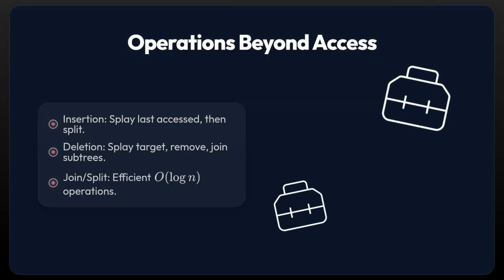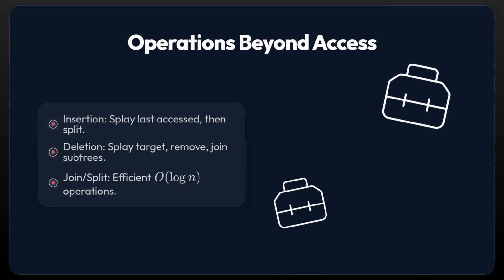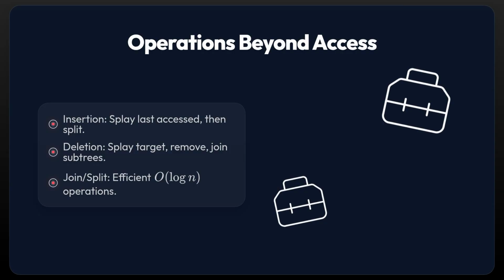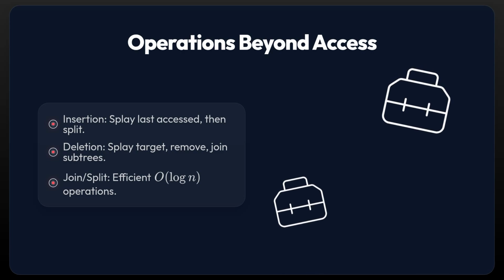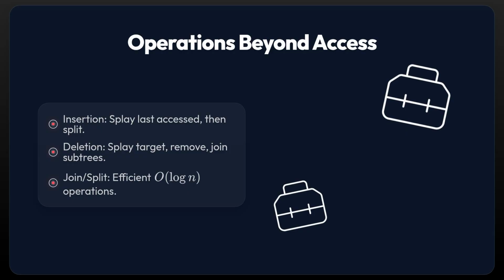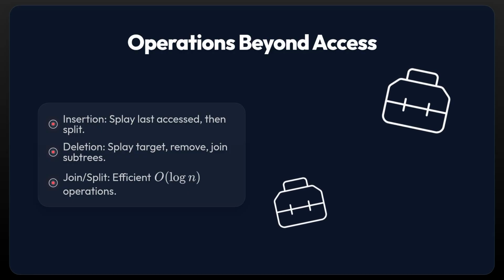Splaying isn't just for lookups. It powers all dictionary operations. To insert, we splay the nearest neighbor and split the tree. To delete, we splay the target to the root, remove it, and then join the remaining subtrees. These operations are intuitively handled through the splay primitive itself.